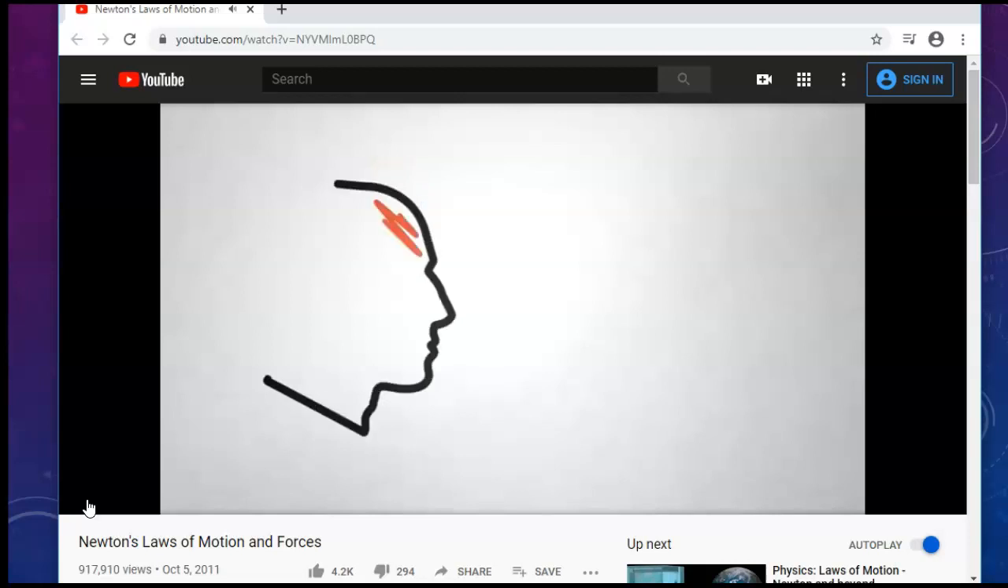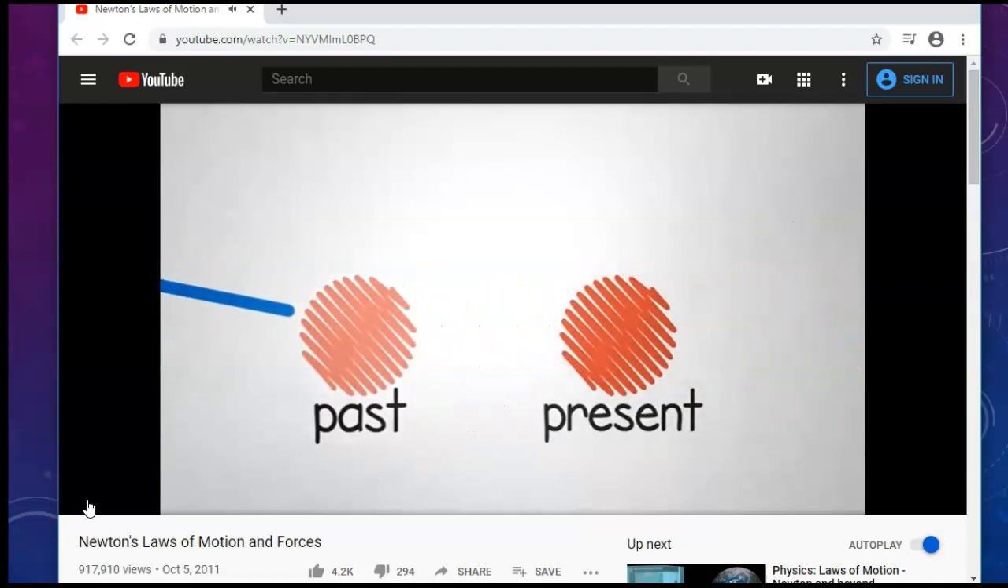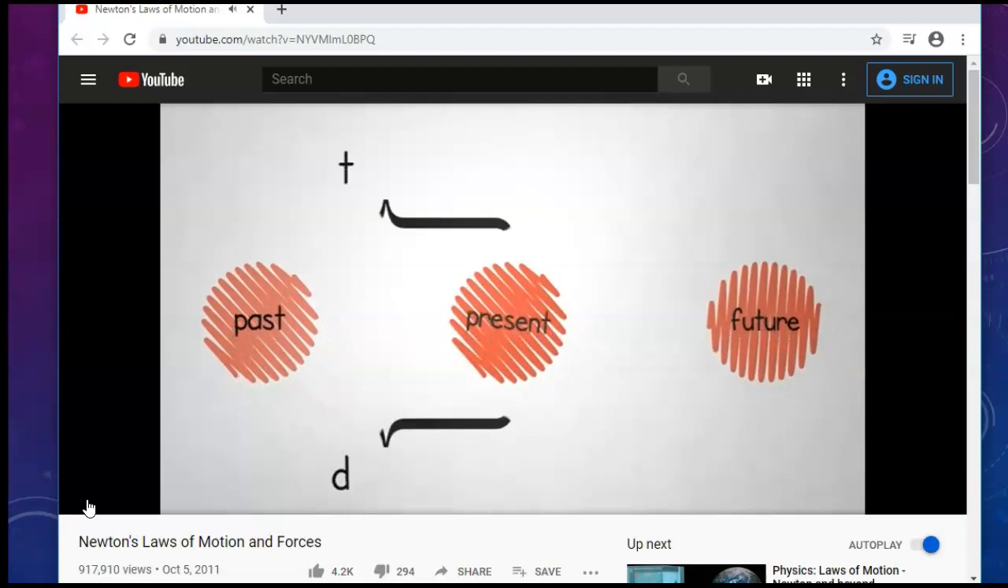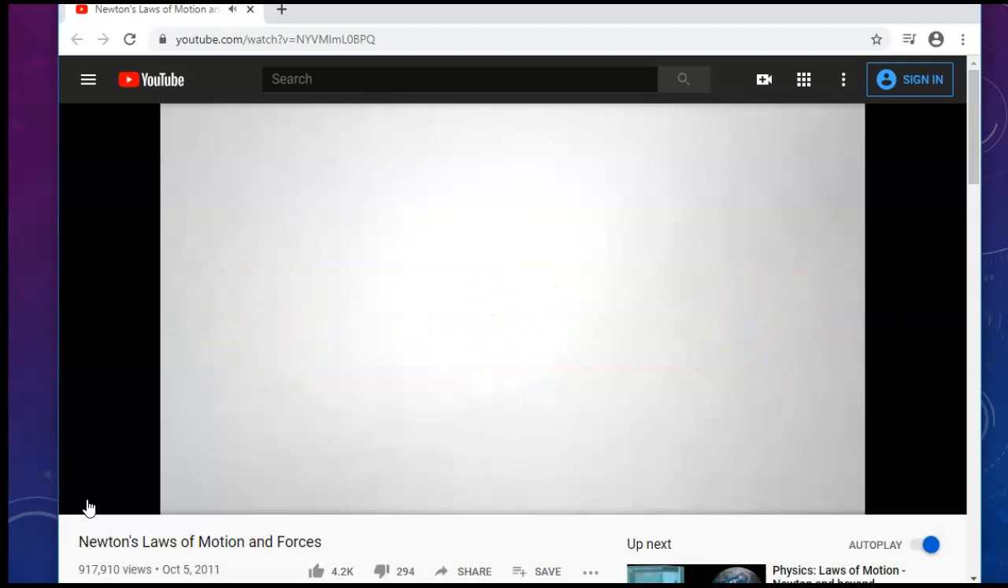While studying kinematics, we saw that we could use math to predict the motion of an object. We could figure out where it has been in the past, where it will be in the future, how long it took to get there, and even how fast it was traveling.